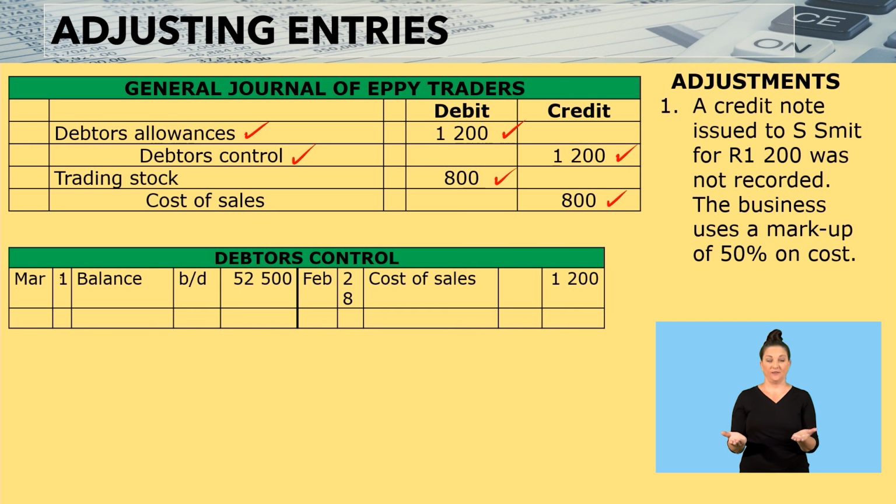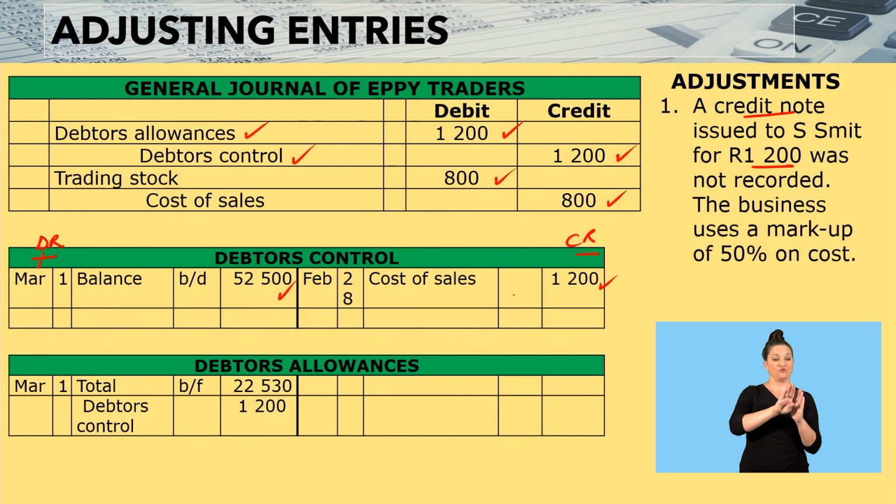Remember, in your general ledger, your debtors control increases on the debit and decreases on the credit. That simply means you take the total that is in the pre-adjustment trial balance, 52,500, and you decrease it by 1,200, for we have a credit note of 1,200. That will decrease our debtors control. And the double entry for that is we debit our debtors allowances, 1,200.